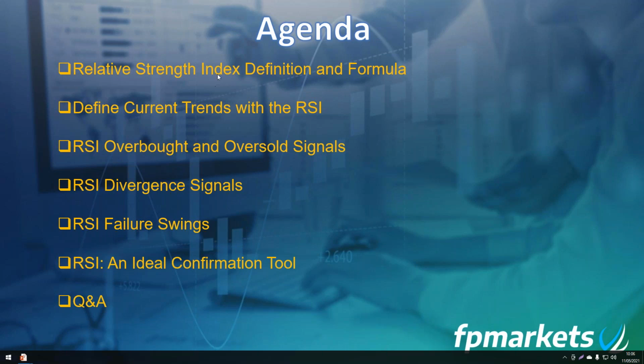First on the scale, we're going to be talking about the Relative Strength Index, and I'll be defining the RSI and highlighting the formula. We'll then look at the various methods traders use the RSI for: defining current trends with the RSI, overbought and oversold signals, RSI divergence signals, failure swings.